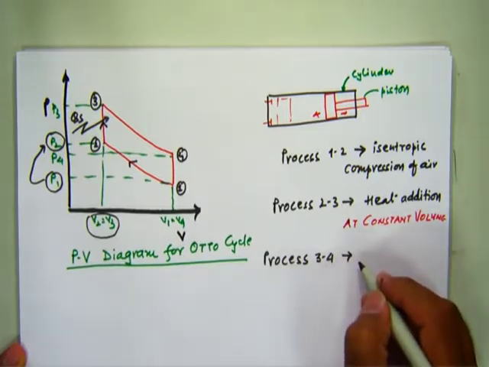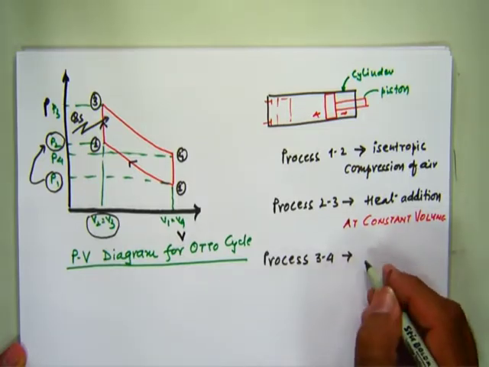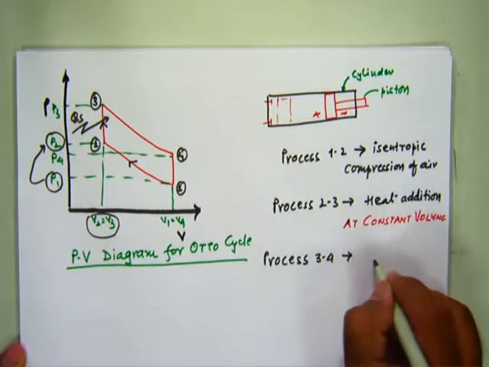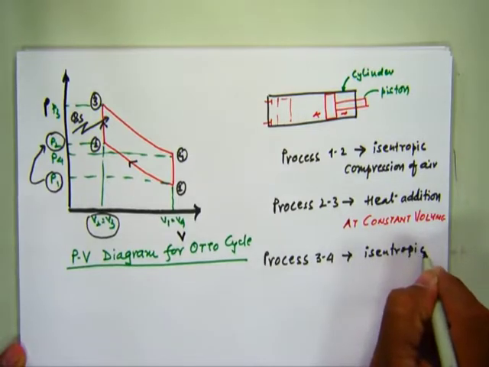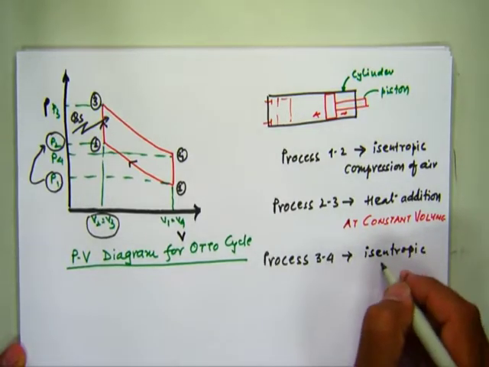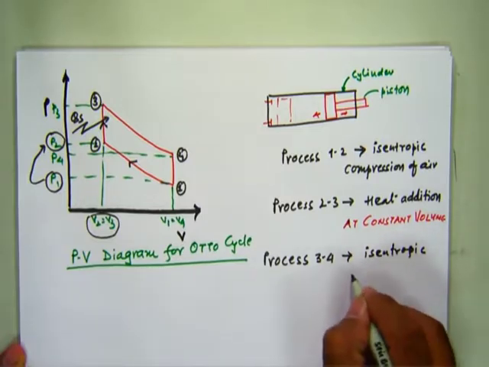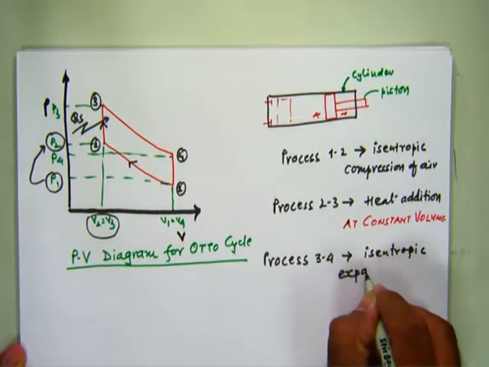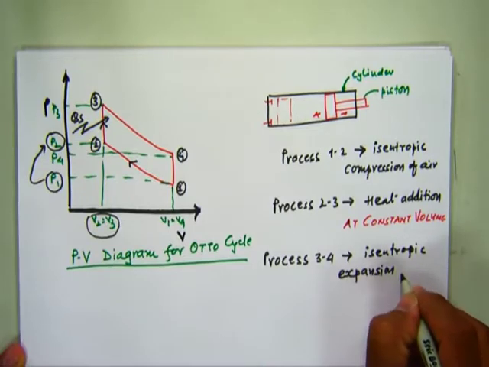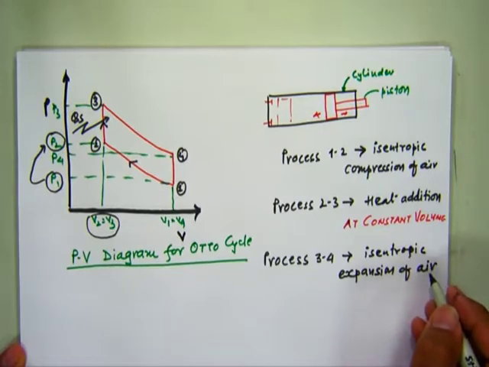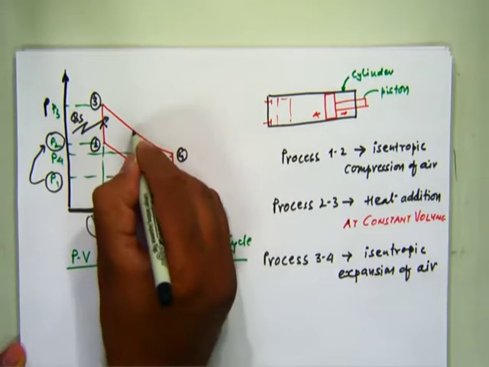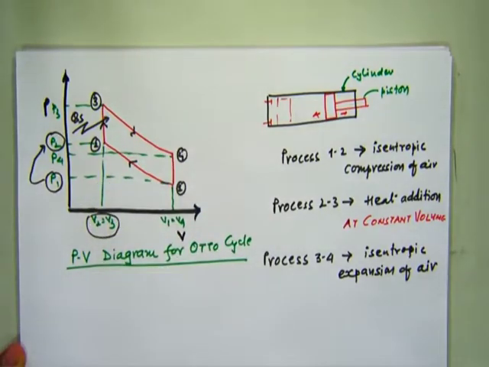Process 3-4, reversible adiabatic, that is isentropic. Expansion of air. So that is process 3-4, expansion of air takes place.